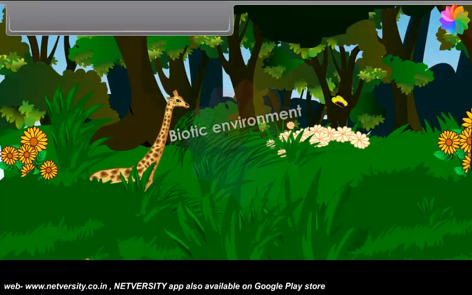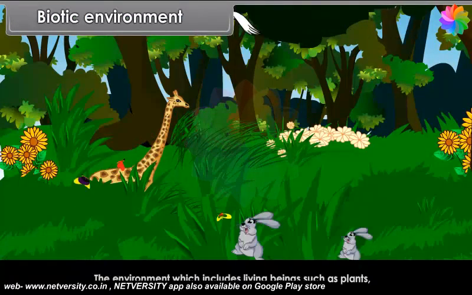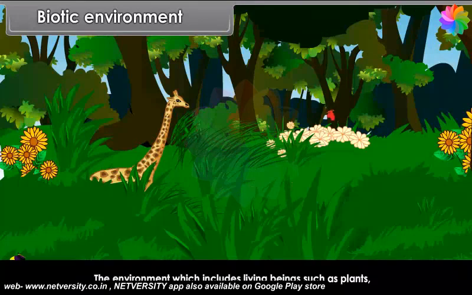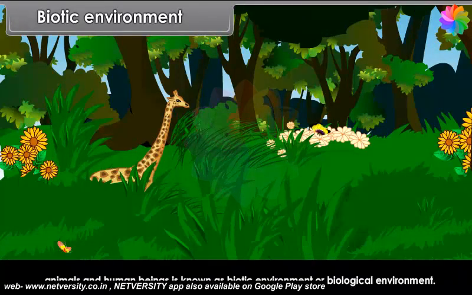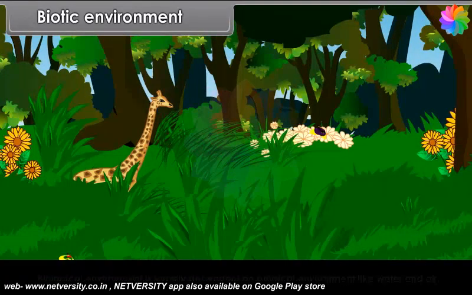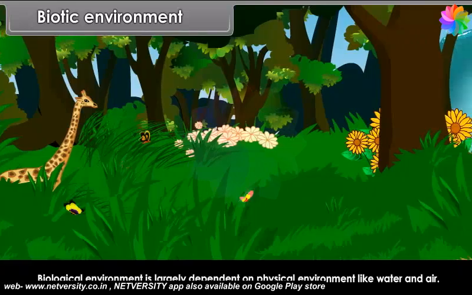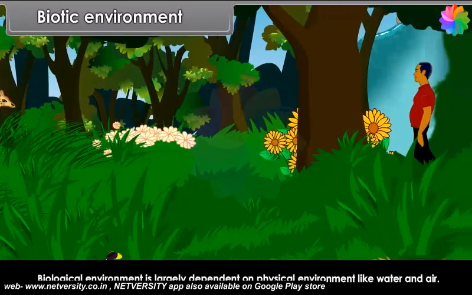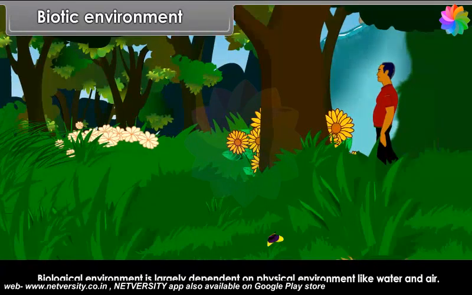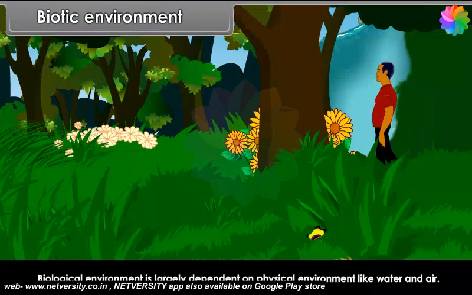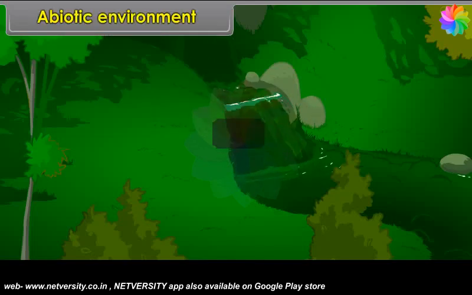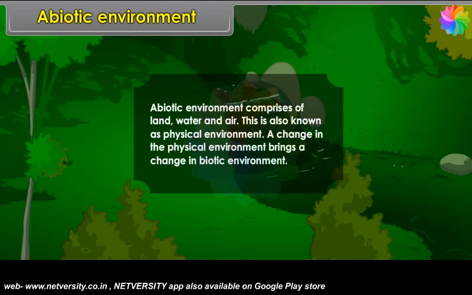Biotic environment. The environment which includes living beings such as plants, animals and human beings is known as biotic environment or biological environment. Biological environment is largely dependent on physical environment like water and air. Abiotic environment. Abiotic environment comprises of land, water and air. This is also known as physical environment. A change in the physical environment brings a change in biotic environment.